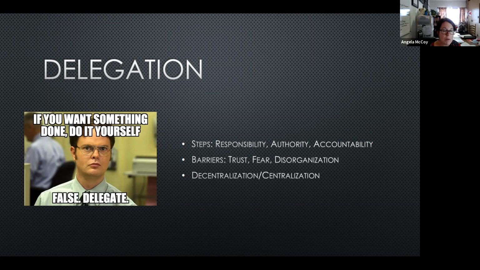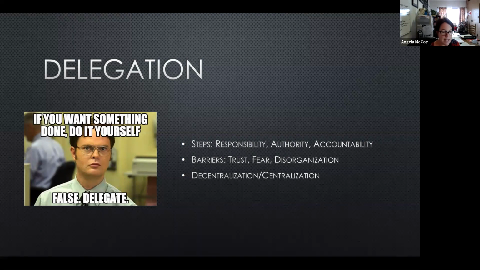The manager must grant the authority, which is the power within the organization to accomplish and assign a job or a task. And then the manager must create accountability. Accountability is the obligation of the worker to actually finish or accomplish the assigned job or task. Accountability is created but cannot be delegated.